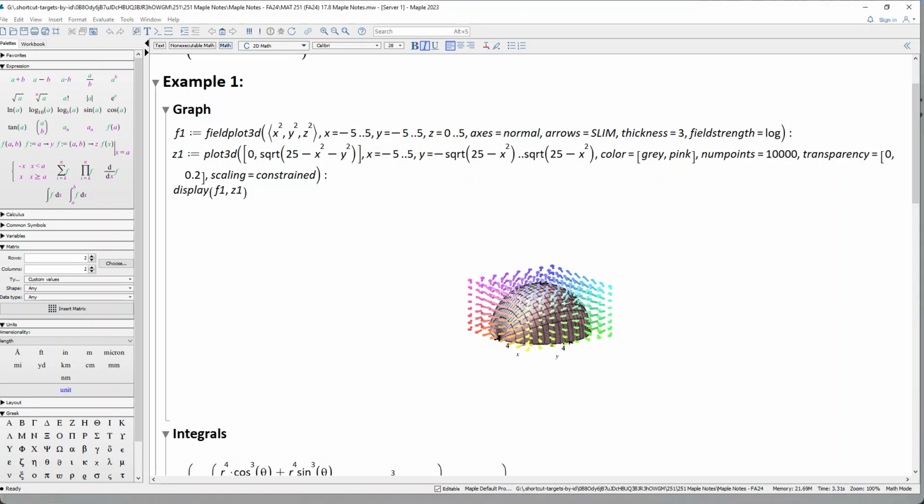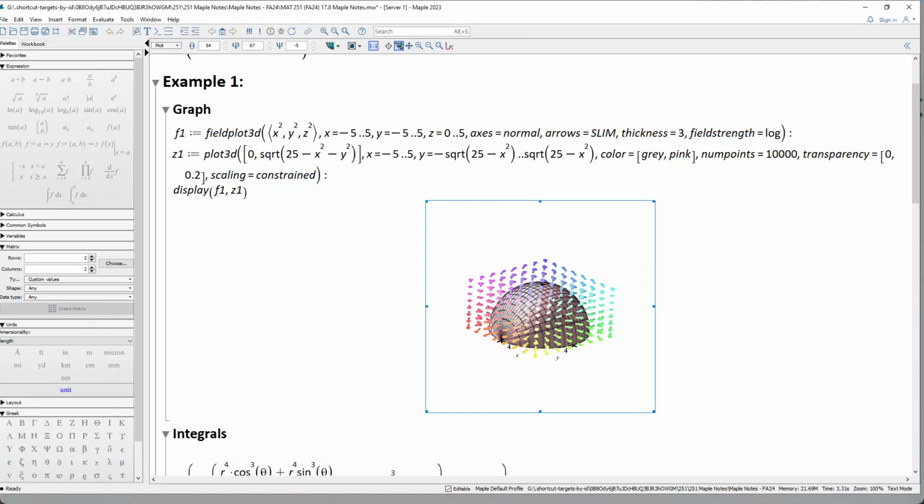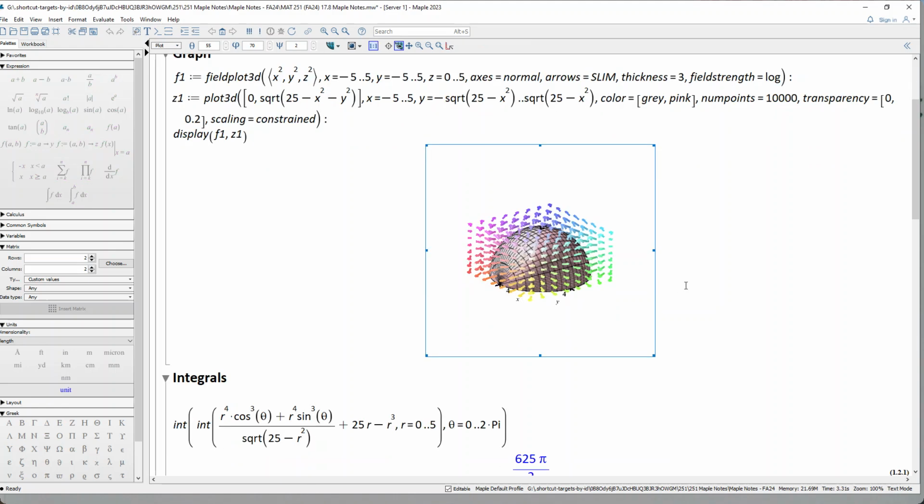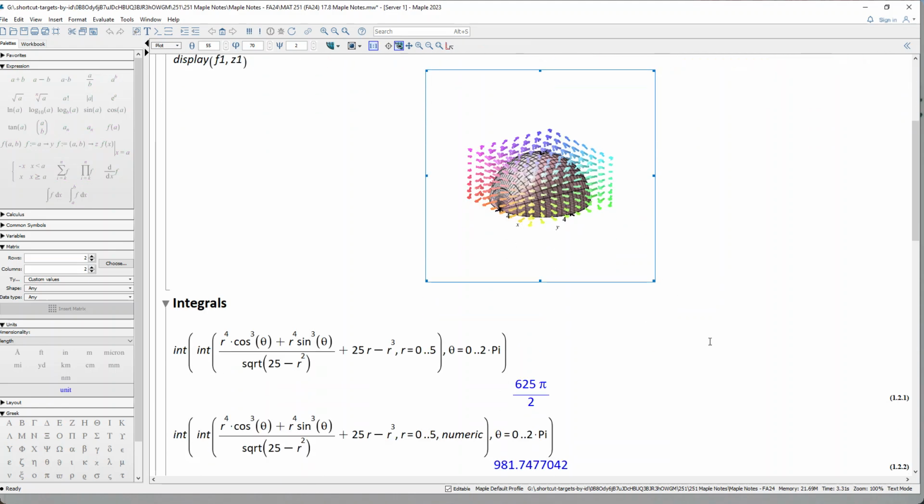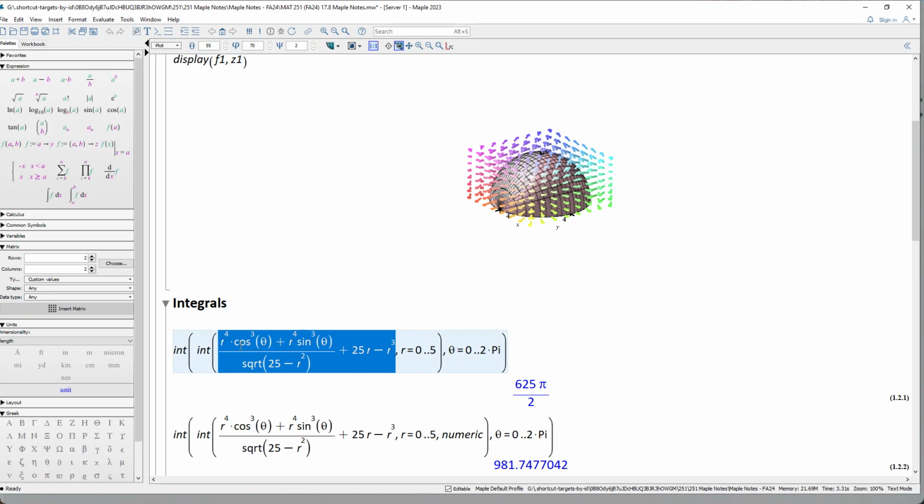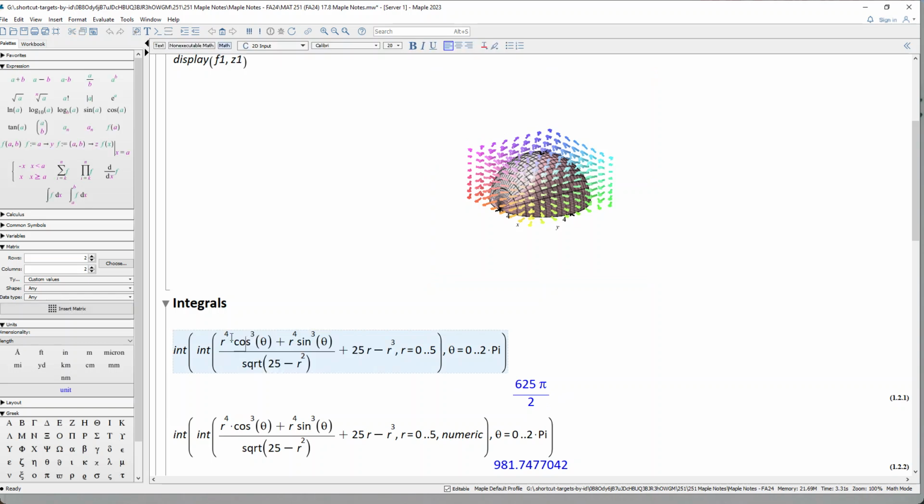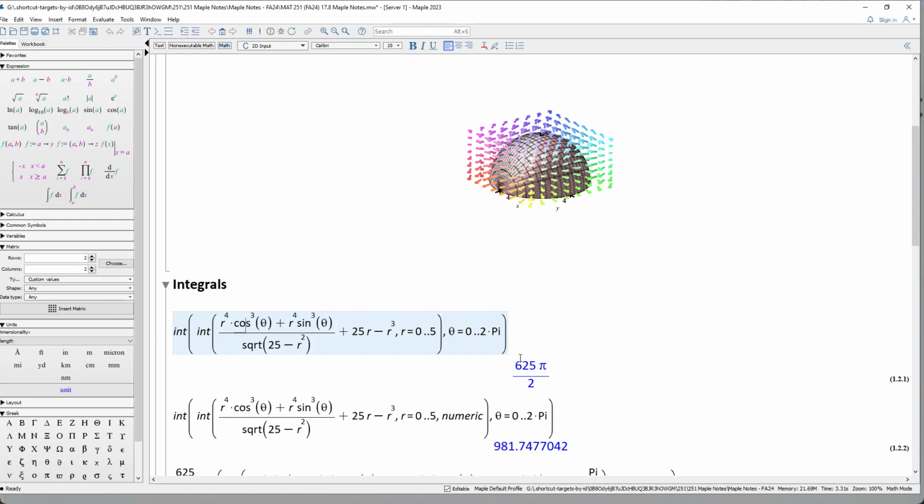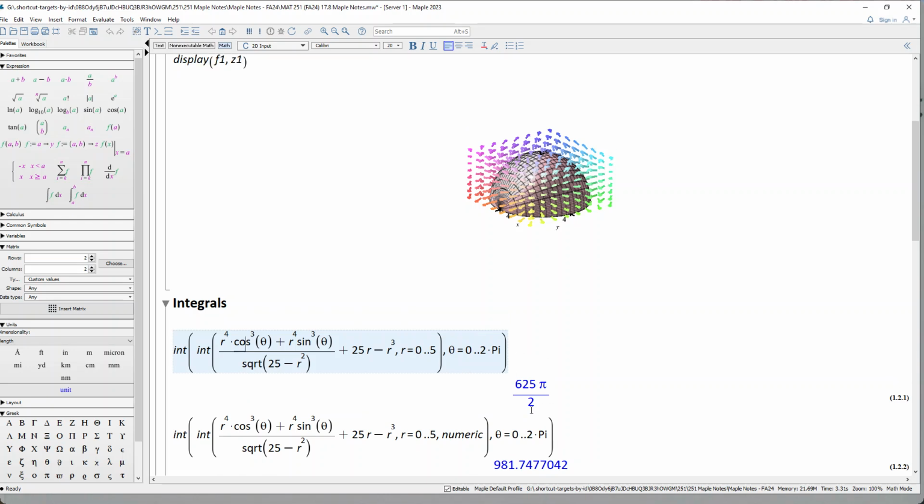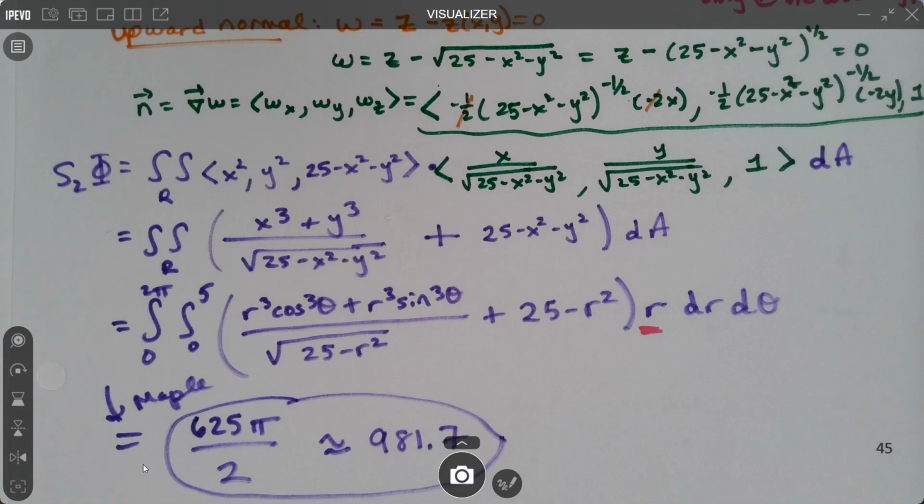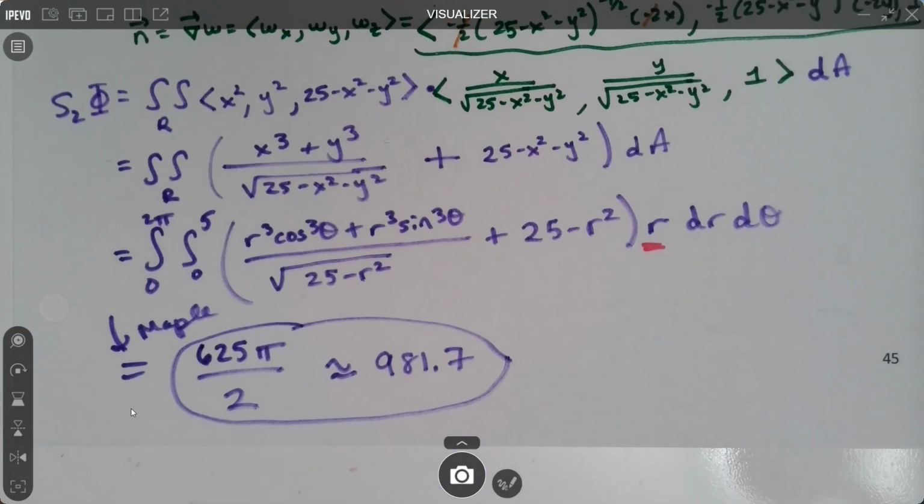All right, so here's the graph of the surface inside that vector field. If you want to look at it, there it is. And then there's the solution. It's 625 pi over 2. You can see I actually distributed the r's in there because there's an r times everything, so I made it r to the fourth, but nevertheless, it's still pretty ugly. So 625 pi over 2, which is 981.7. I wrote that on my paper, and that's our final result.